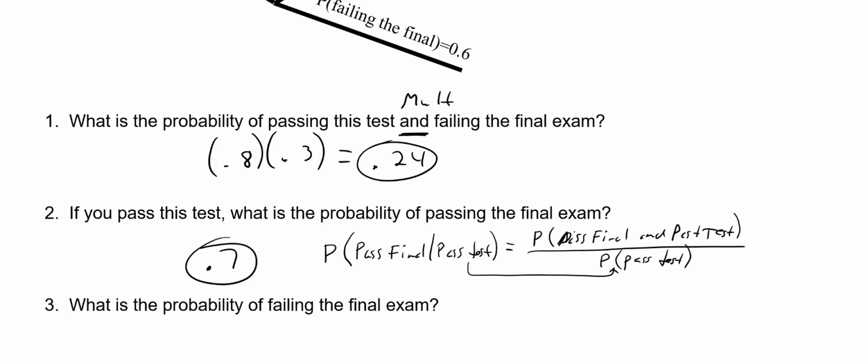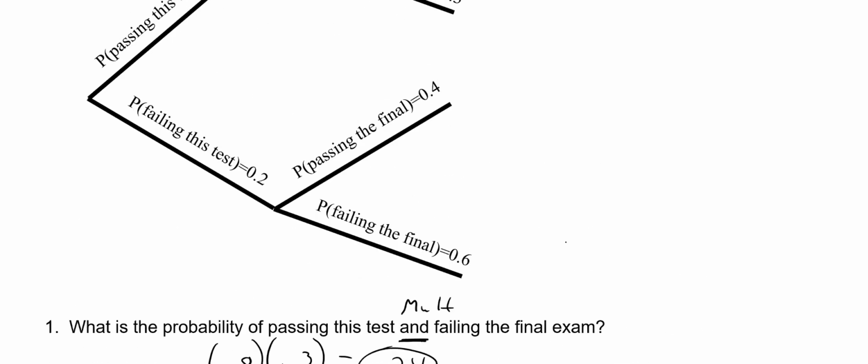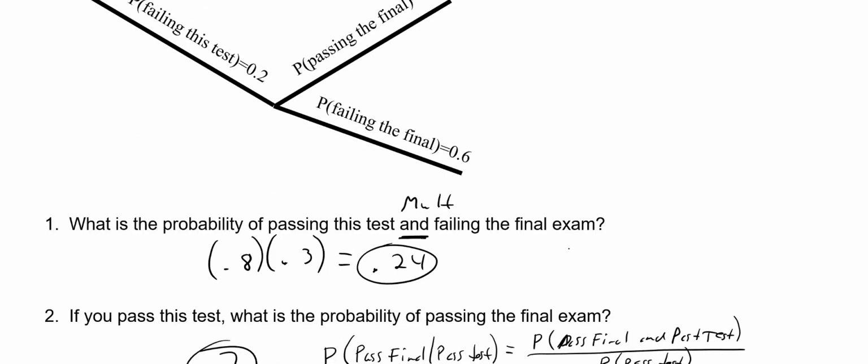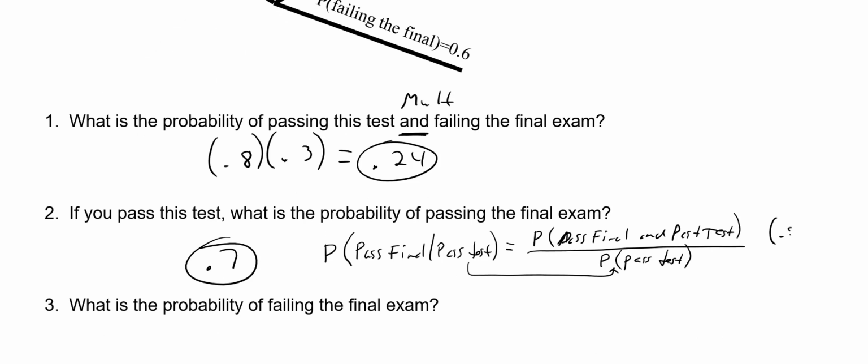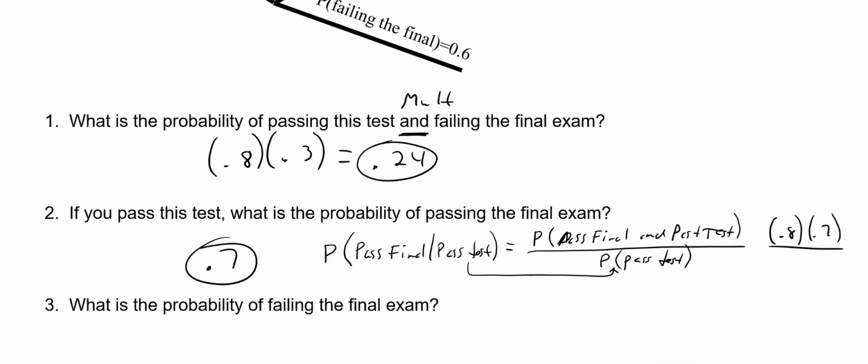So if I go back here, the probability of passing the final and passing the test is 0.8 times 0.7, divided by the probability of passing the test, which we already said is 0.8. So the 0.8s cancel out, and we're left with 0.7, which is exactly what we said here. I just want to show you that the formula works, but picking it off the tree works as well. You know that you passed the test, so you just go right to the probability of passing that final exam.